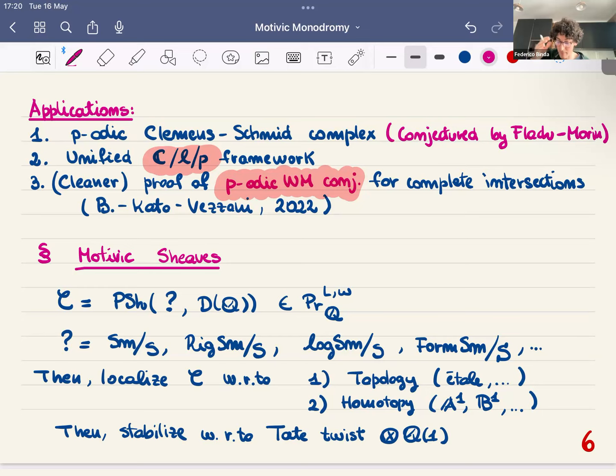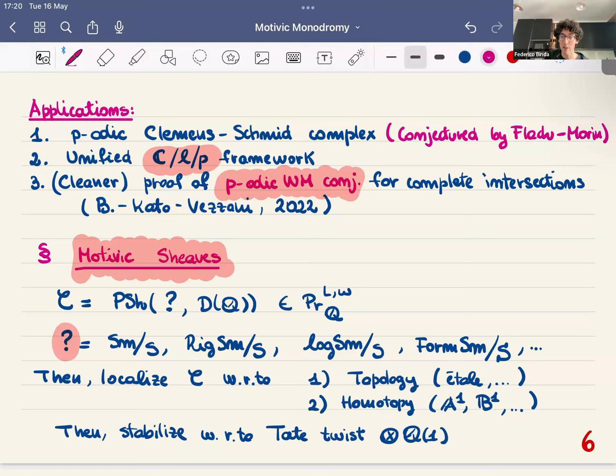Okay, so let me say what is the framework in which we'll work. We will consider categories of motivic sheaves. What do we mean by that? First of all, we start from a category C. This is a category of presheaves over something with values in the derived infinity category of Q-vector spaces, D(Q). So this will be a presentable, compactly generated stable infinity category, Q-linear. And the question mark here, the input, is some kind of category of geometric nature.